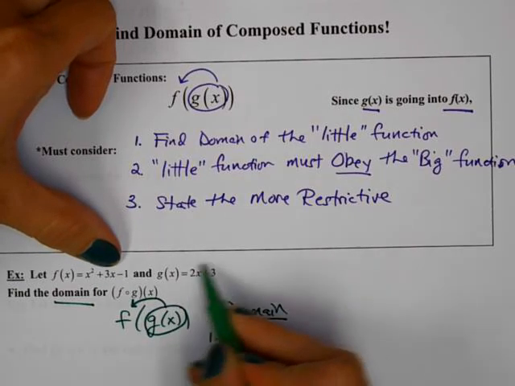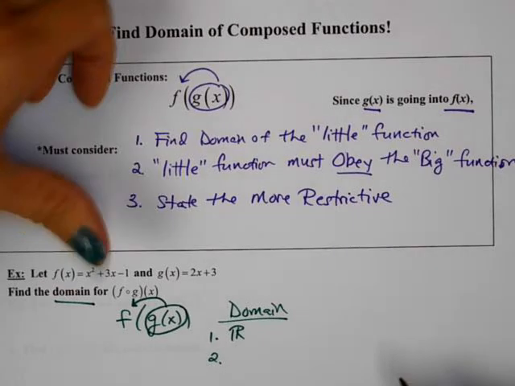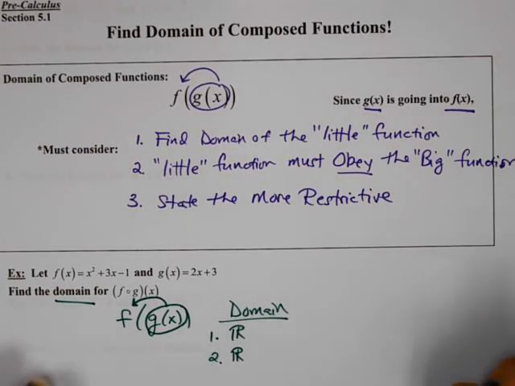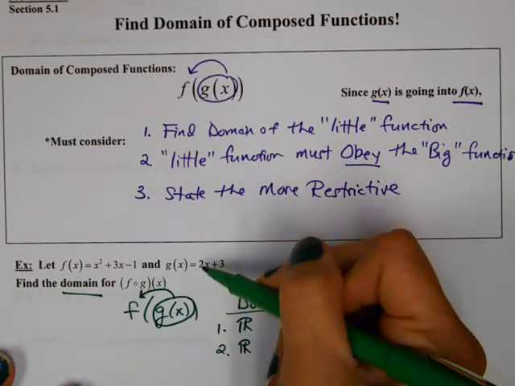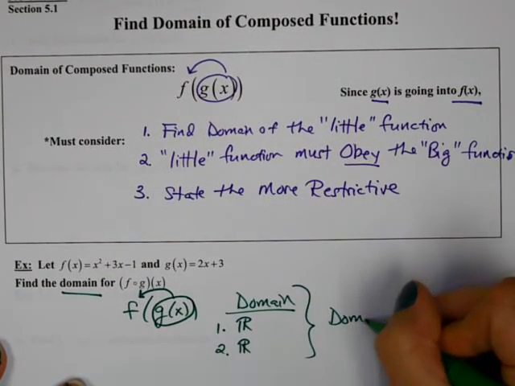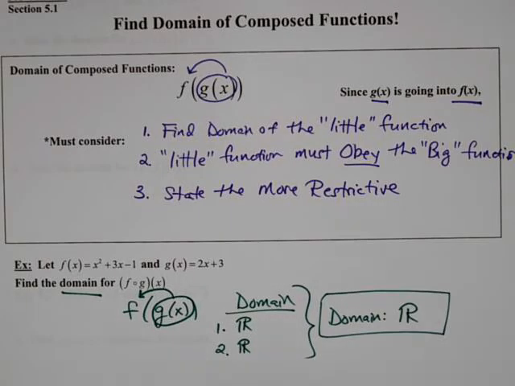So no matter what value g is, I think he's going to be okay. So step two is all reals. This is an easy problem. Reals plus reals. So overall, the overall domain is going to be all reals. Okay, but we did the process the right way. We're going to take a look at some that are a little juicier now.